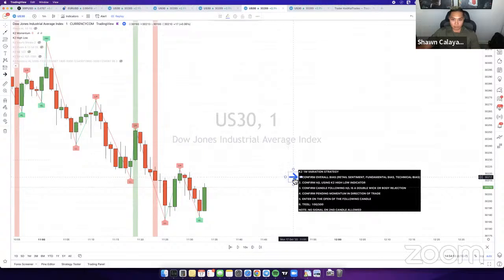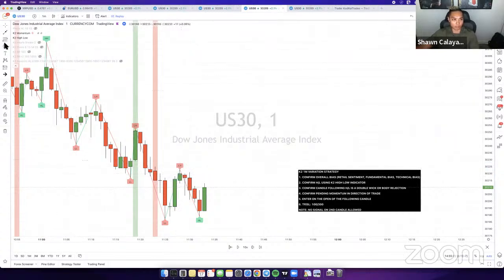For the second requirement, you want to confirm the high lows. So right here we have the high, and this is the low. Since we're looking for a buy here, we only care about the lows. We don't really care about the highs. Third requirement, you want to confirm that the candle following the high low is a double wick or double body. So for example, right here, this is not a double wick or double body, right? So this is irrelevant. It doesn't even fit the requirement. So that's why we're ignoring it.